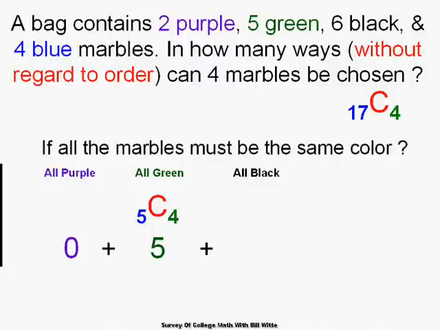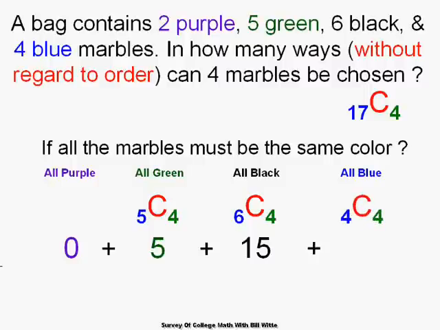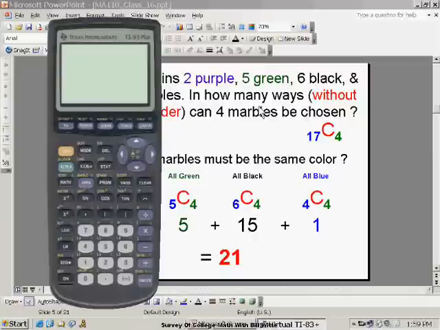How many ways can they be all black? We have 6 black ones, so that's a combination of 6 marbles taken 4 at a time. We put that into our calculator and get 15. And then a combination for the blues of 4 marbles taken 4 at a time, and that's only going to be 1. I'm trying to show you not to be afraid to break problems up into a lot of littler problems. This one comes out to 5 plus 15 plus 1, or 21.